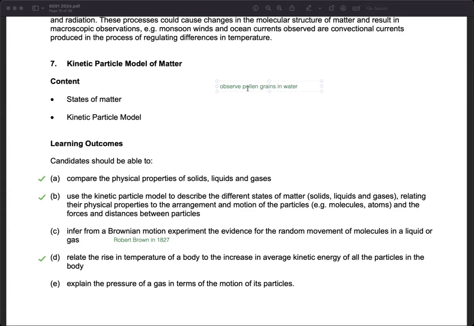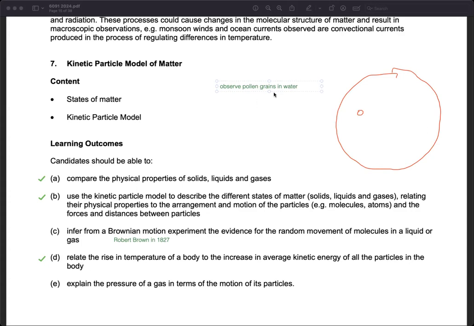Okay, so they observe pollen grain in water. What he observed is that the pollen grain is moving in the water. If you use a microscope, you will see that the pollen grain is very small, right? You cannot see the water particles because they can't be resolved by a light microscope.